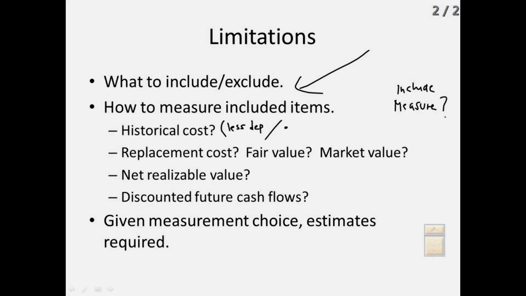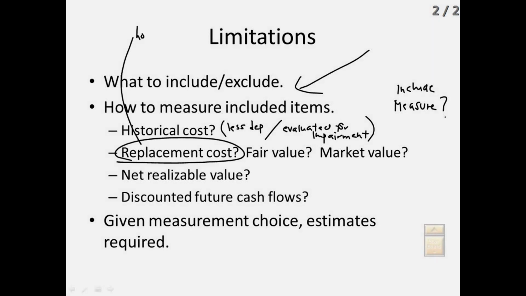Okay? So then there are some adjustments you can make to historical cost, like historical cost minus depreciation, or historical cost evaluated for impairment. So even if you don't depreciate it, you would check every year to make sure it's not overvalued. Okay, so sort of a conservative approach which says, look, as long as we're not overstating what we've got, things look okay. Or we could do something very different, which would be use how much it would cost us to buy the asset today.